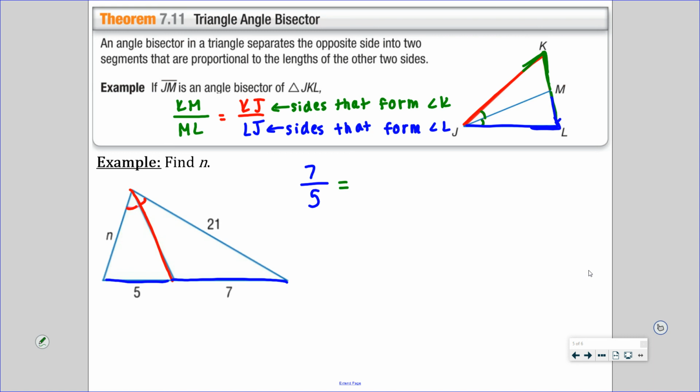All right, so since I started with 7, I have to use a side that forms the angle with it. I have to use 21 up top. And then since I put 5 on bottom, and it helps if you trace, I have to put n, the other side that forms that angle. All right, you guys know how to solve proportions. This one's nice and simple, and it's 15.